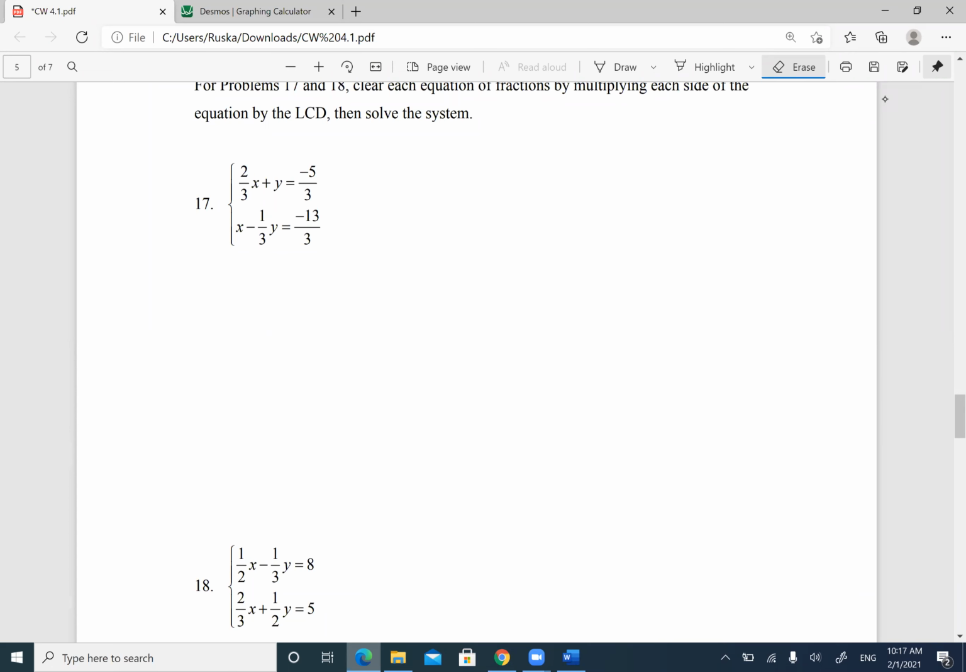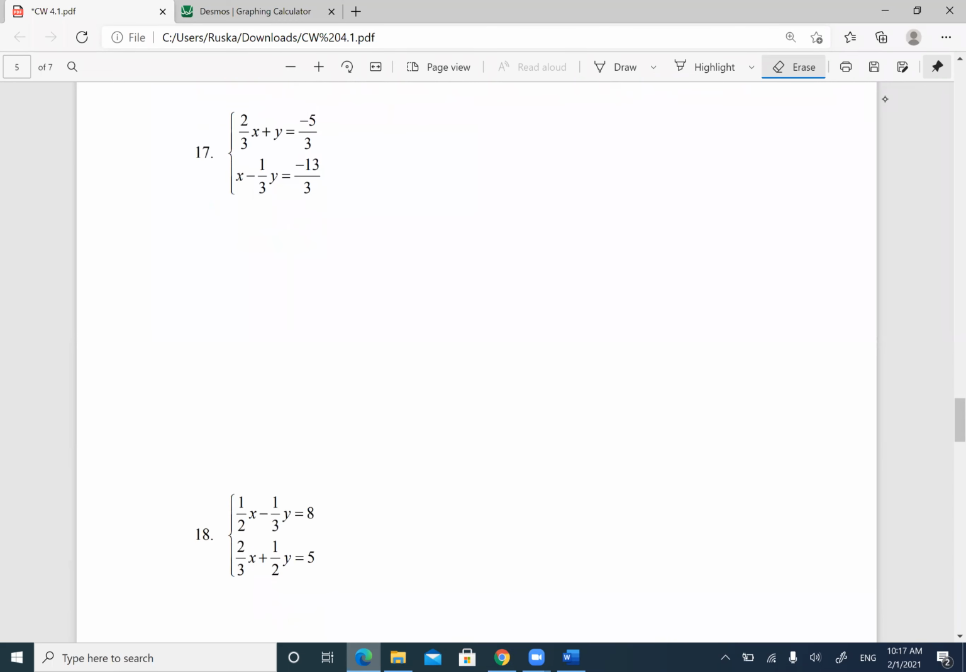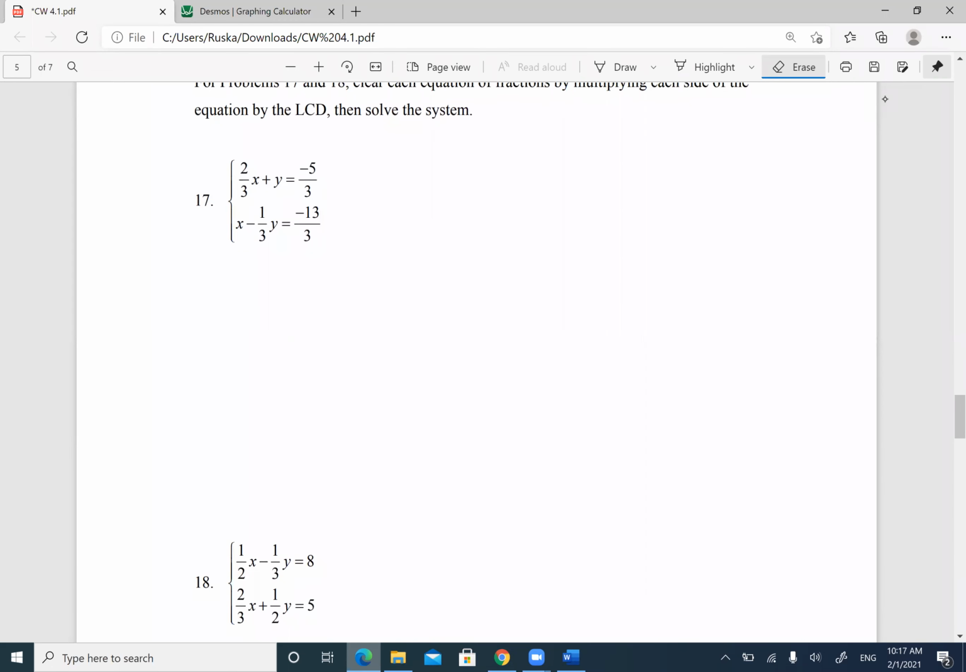So which one do you want to do, 17 or 18? Pick one. 17. Okay. So if I want to do 17, I have to get rid of the fractions first. Looking at my first equation, they have 3 in the denominator, so I'm going to multiply both sides by 3. The second equation also has 3 in the denominator, so I'm going to multiply by 3. Sometimes you multiply by different numbers. In this case, they're the same denominator, so that's what you're doing.